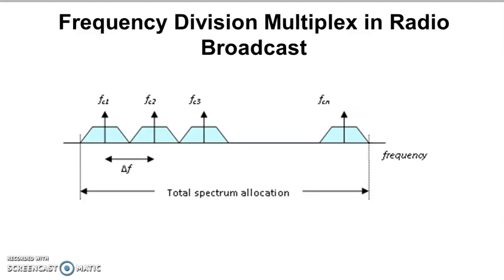So in FDMA we are sharing the bandwidth, the total spectrum allocated, and we are sharing the total spectrum and the power for this transmission.